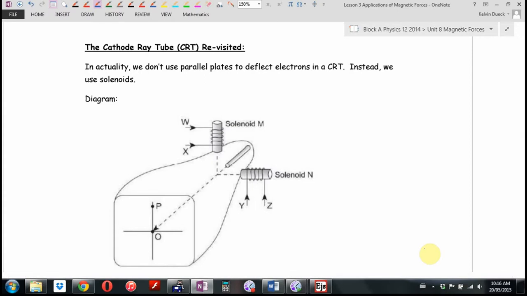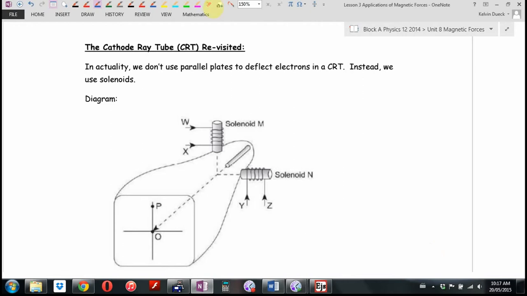So you may recall the old style of televisions, the curved screens, which we called a cathode ray tube or a CRT. We said that those were plates accelerating electrons, and then those electrons were deflected by plates. The problem is, to deflect an electron with a plate, you need a long plate, and we wanted TVs to be not as long. A much better way to deflect electrons is with solenoids.